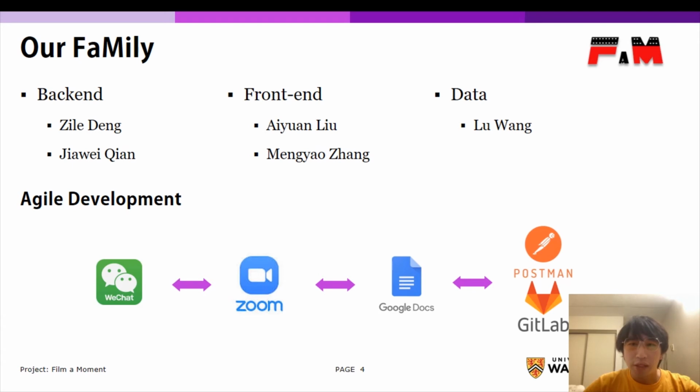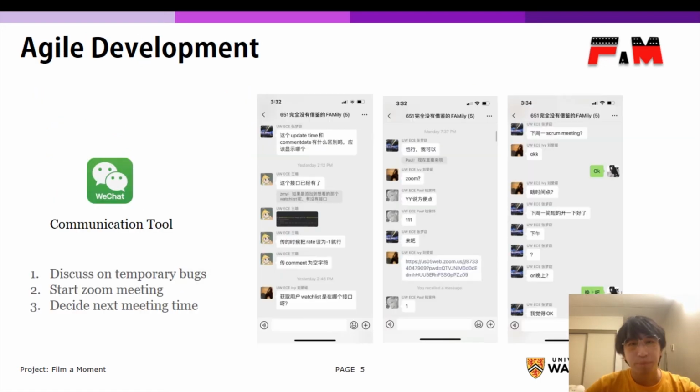Talking of our agile development, there are five tools that matter in our project: WeChat, Zoom, Google Docs, Postman, and GitLab. First of all, we have all the small talks in WeChat as a popular instant messenger. It is convenient for us to finish all our detail confirmations, front-end and back-end communication, and bug discussion in this app. WeChat is our most often used communication tool, as we communicate on it at least once each day.